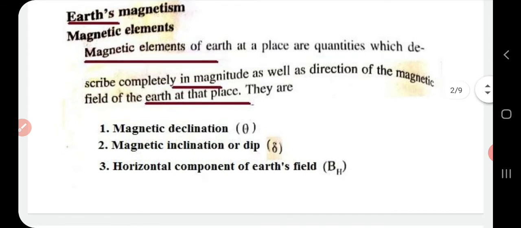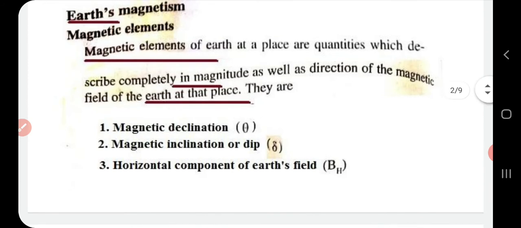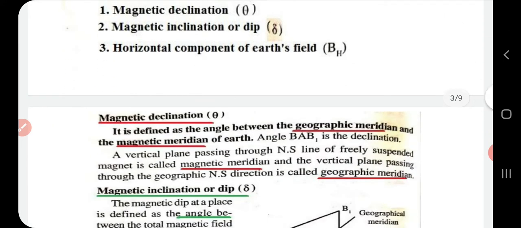You know, Earth has got a magnetic field. Now these magnetic elements actually help us to understand the magnitude as well as direction of Earth's magnetic field at a particular place. Okay, now let us see each of these one by one. You will have to study only the definitions.